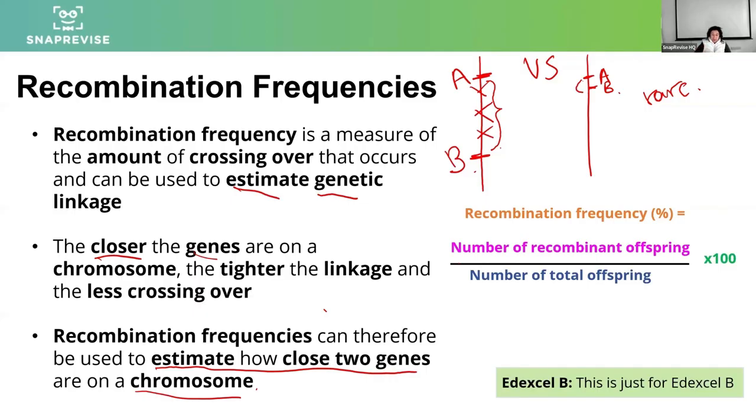What were they observing? The number of recombinant offspring, so the ones with different combinations of alleles than the parents, as a proportion of the number of total offspring. This is just for EdExcel IB note. For the rest of you, you can know that the further the genes are, the more likely they are to get separated by crossing over, but don't worry too much about the actual calculations of the recombination frequency.